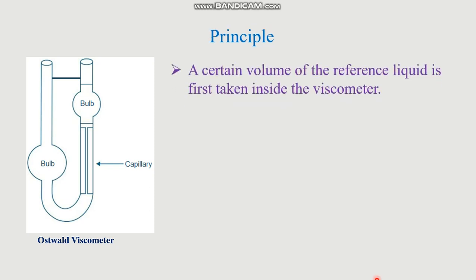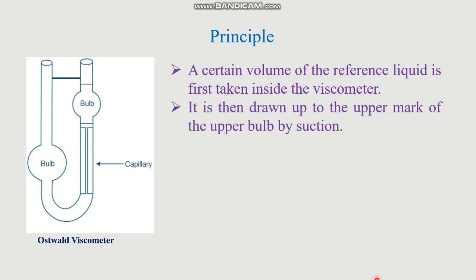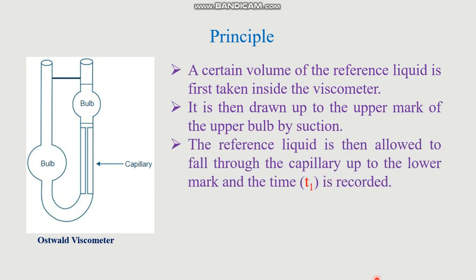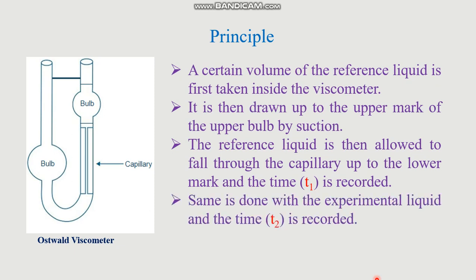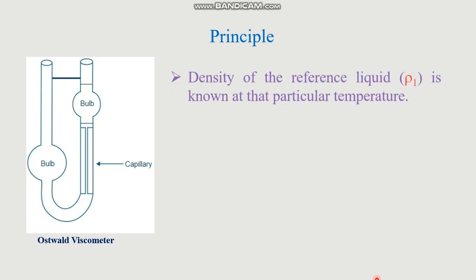A certain volume of reference liquid is first taken inside the viscometer, that is water is taken, a certain volume, maybe 15, 20 or 25 milliliter, with the help of a pipette. Then it is drawn up to the upper mark of the upper bulb by suction. So you are sucking it, and the reference liquid is then allowed to fall through that capillary up to the lower mark, and the time t1 is recorded. The same is done with the experimental liquid, and the time t2 is recorded here.